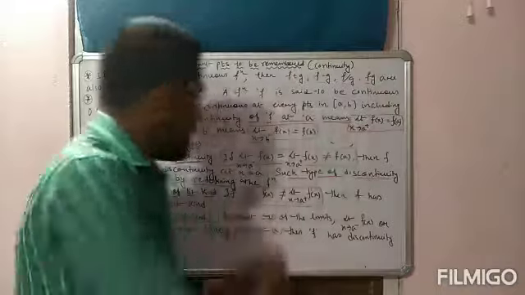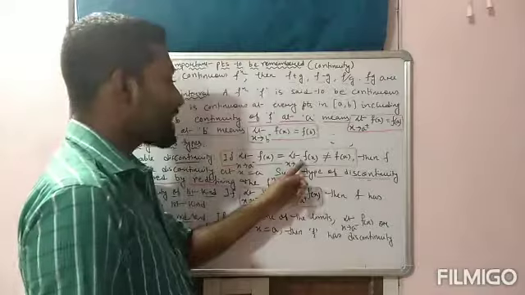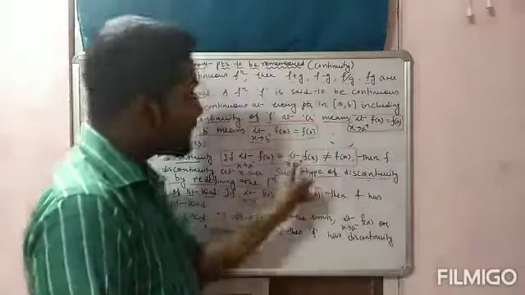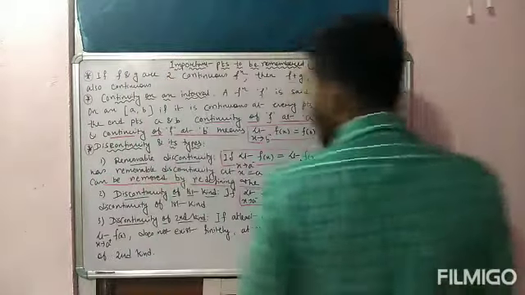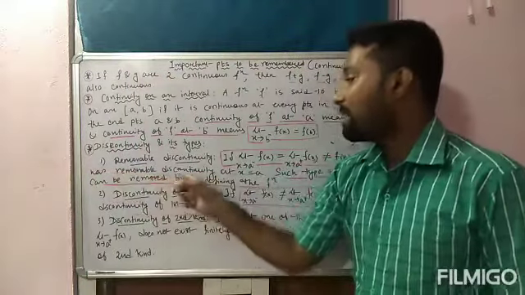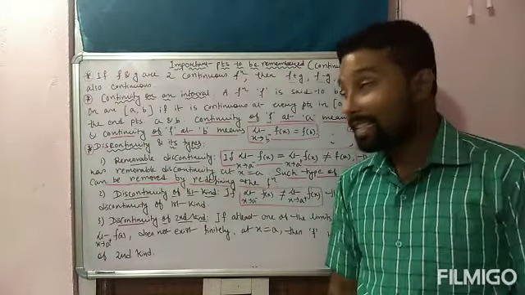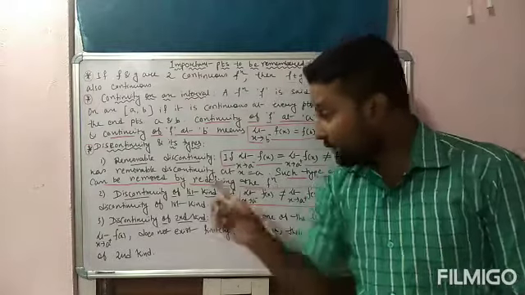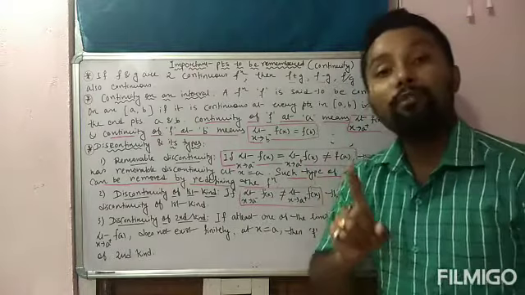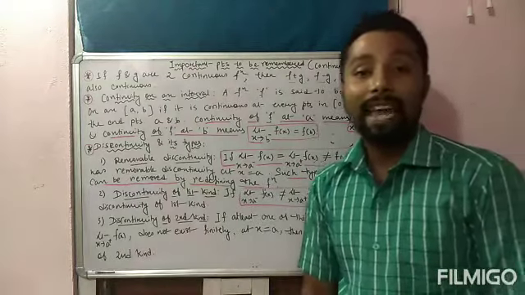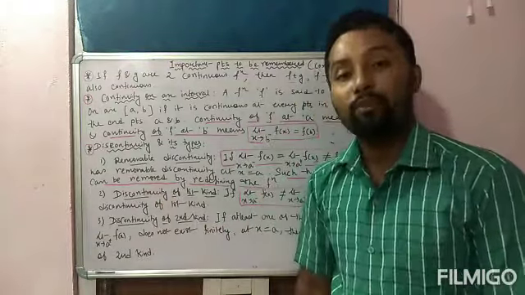How will we know? a power minus f of x, we know, is the left hand limit. a power plus f of x, we know, is the right hand limit, which is not equal to f of a. If so, then f has removable discontinuity at x equal to a. Okay, what is the condition of removable discontinuity? Left hand limit is equal to right hand limit, which is not equal to f of a. Then only we can say that f has removable discontinuity at the point x equal to a.